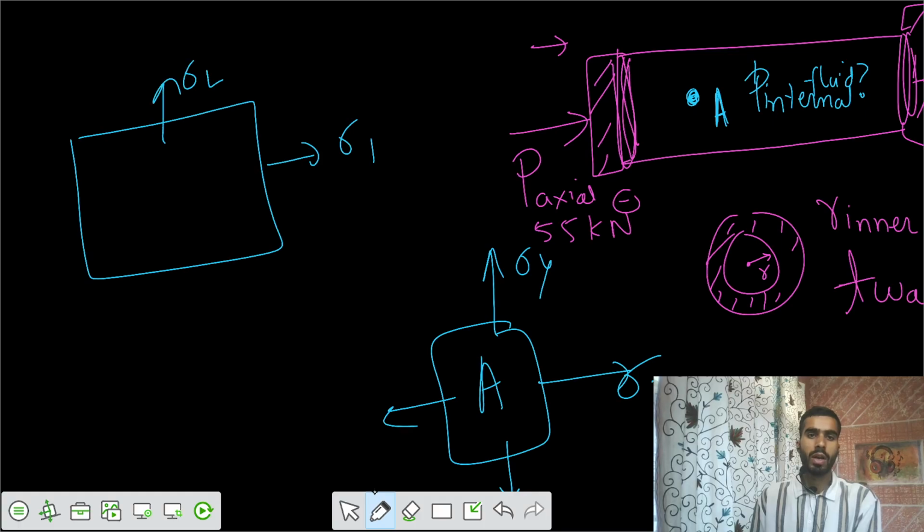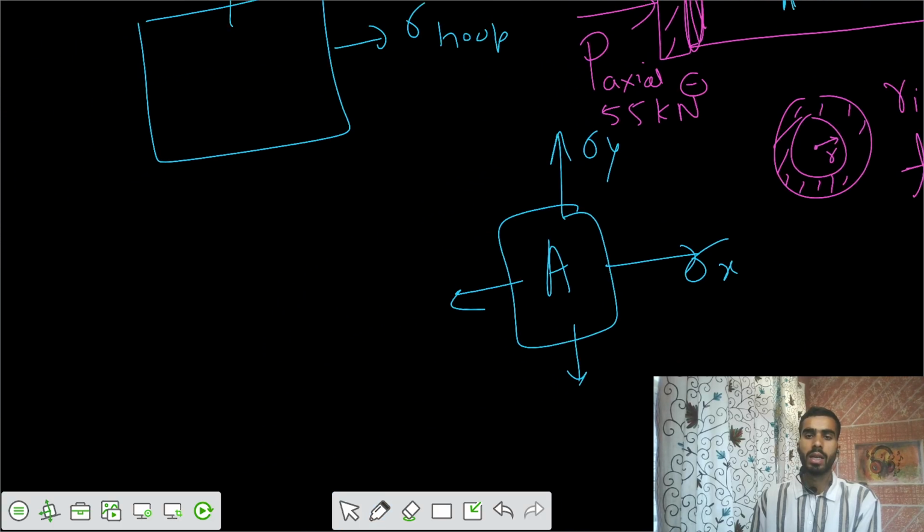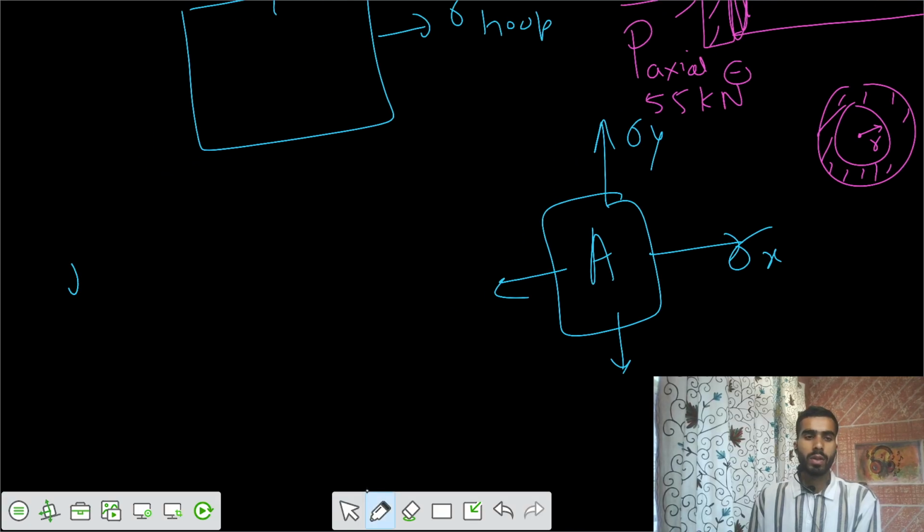One is your sigma long and one is your sigma hoop. For now, we have some value of sigma x and sigma y. Let's say if you calculate the value of sigma hoop, can you get it?